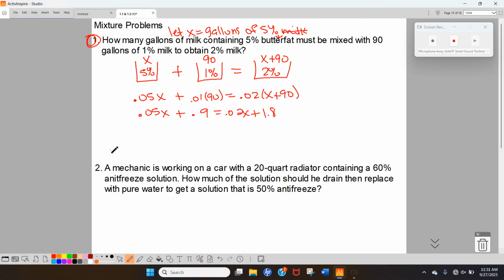All right, so we distributed the 0.02 and multiplied this together. Now we're going to get our variables on the same side. Sorry, I pushed a button. Now I have no idea what I'm doing. All right, here we go.